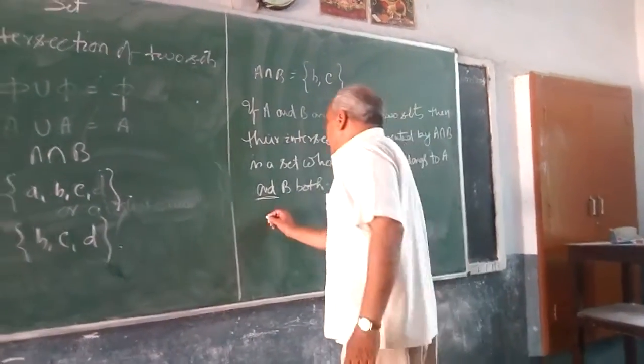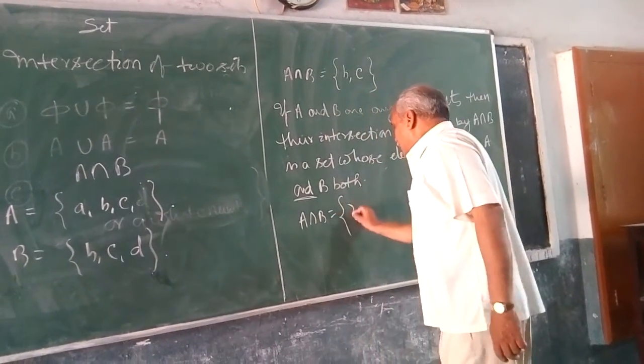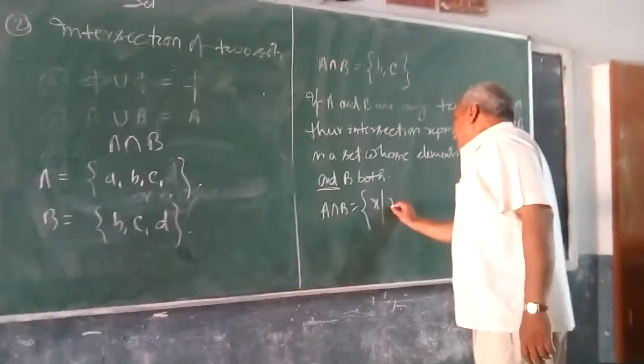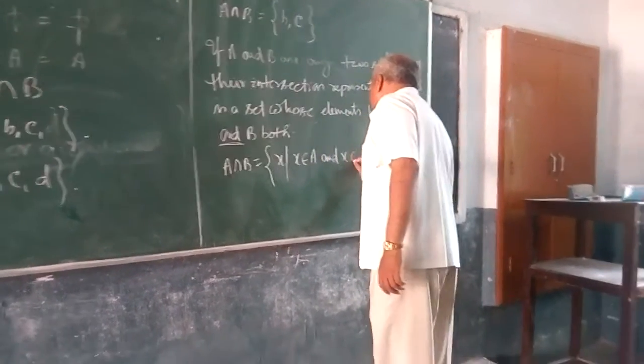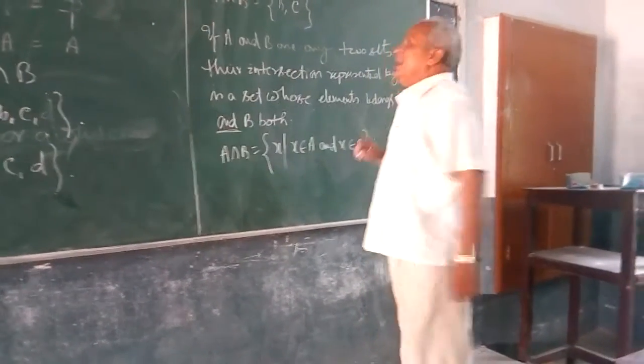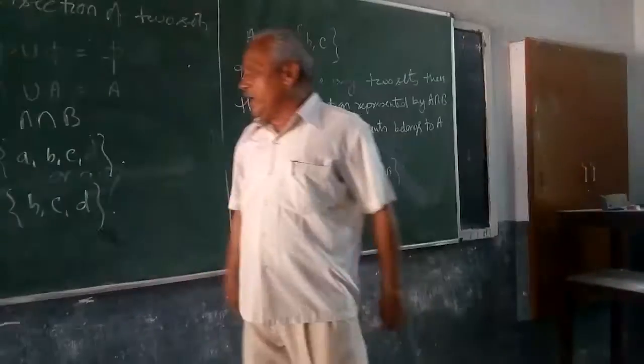And in set builder form, it will be written as A intersection B is a set such that x belongs to A and x belongs to B. Okay, this is the definition, and you already have been given the example.